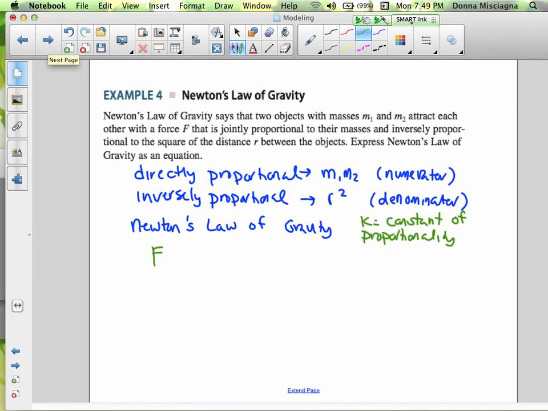So F is equal to, all right, jointly proportional to their masses. So m1 and m2 go in the numerator. The distance r squared goes in the denominator. And don't forget your k. And that's it. There we go. We have written the equation for Newton's law of gravity. Just a matter of interpreting what those two terms, directly proportional and inversely proportional, mean.